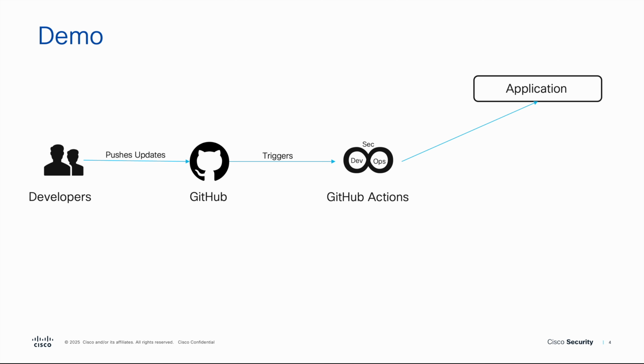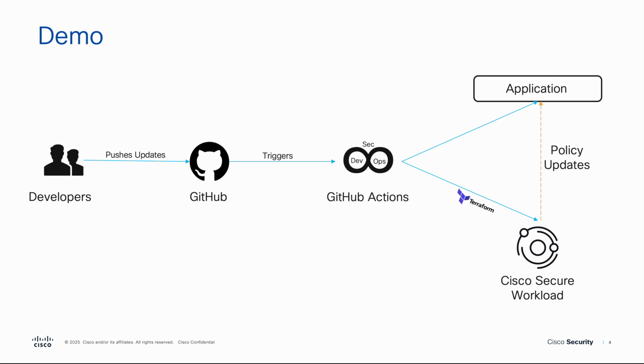The pipeline pushes the updates to our application, but not just that. It is also able to push configuration updates to Cisco Secure Workload simultaneously. Cisco Secure Workload then can simply push the updated policy to our new application, ensuring that as the application is evolving, security measures are continuously adapted, and all of this happens in the background without requiring any manual security configuration. Also take a note that GitHub Actions, our pipeline, is configuring Cisco Secure Workload using the infrastructure as code tool Terraform in this particular example.